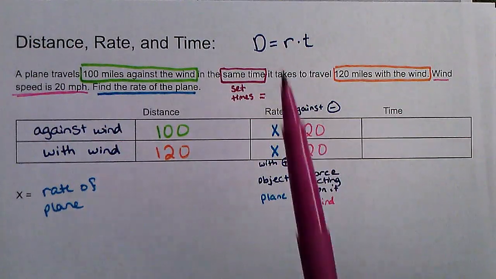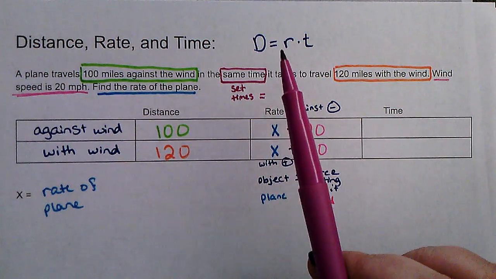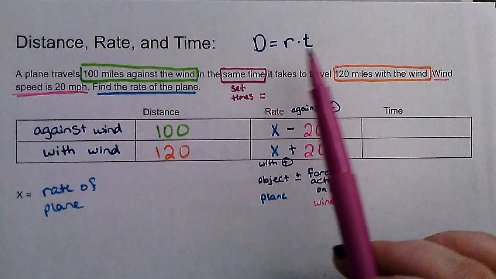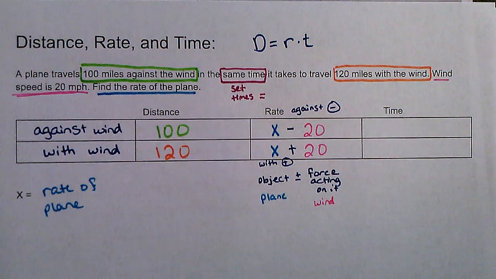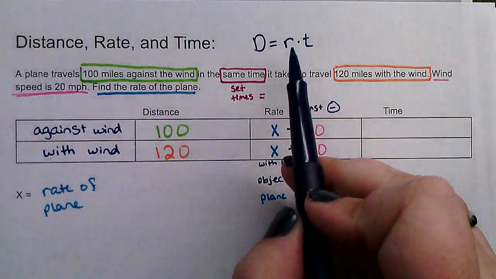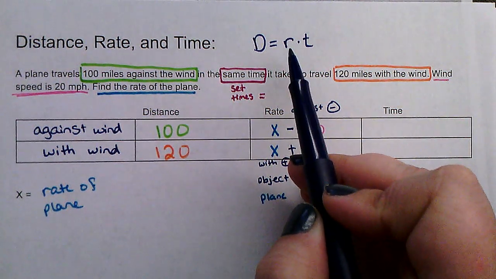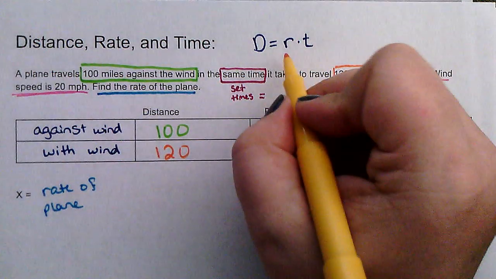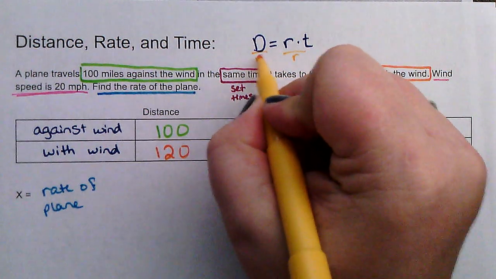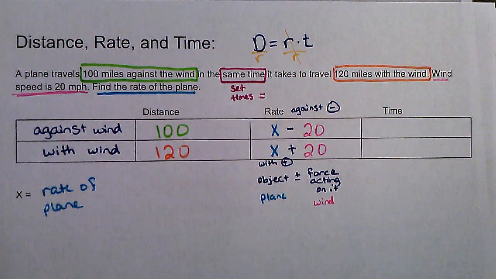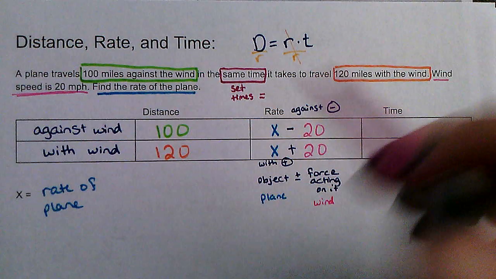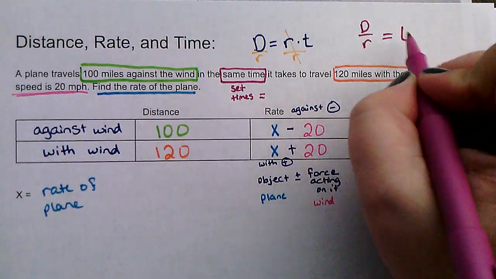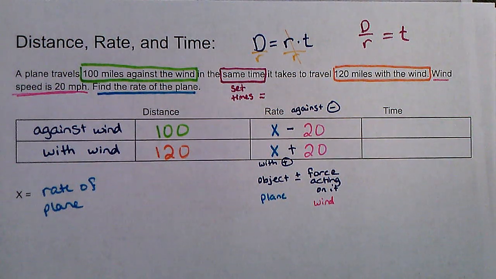Luckily, I know that the formula is distance equals rate times time. So what if I wanted time by itself? Well, to get time by itself, I need the rate to go away, right? So I could just divide by it. If I divide both sides by the rate, then that cancels, and my distance divided by rate would equal the time, right?